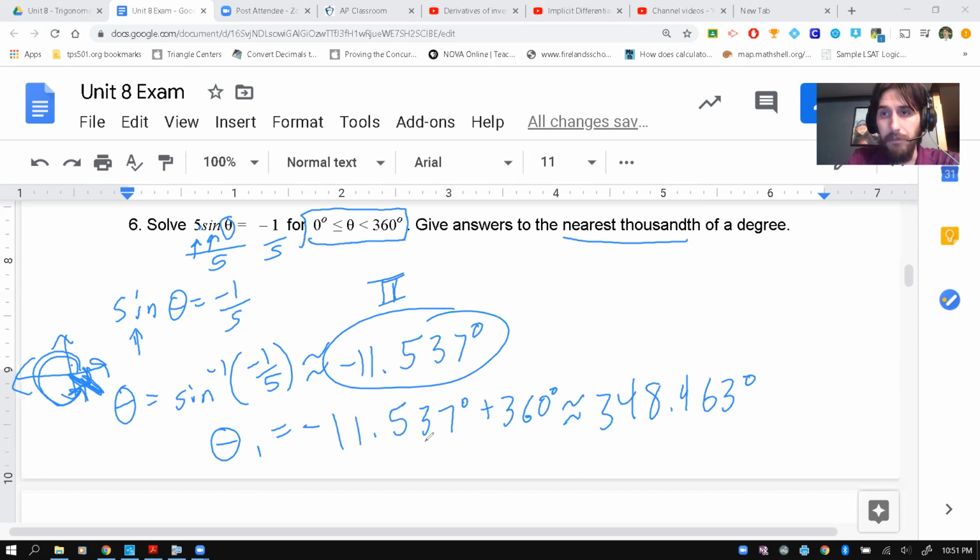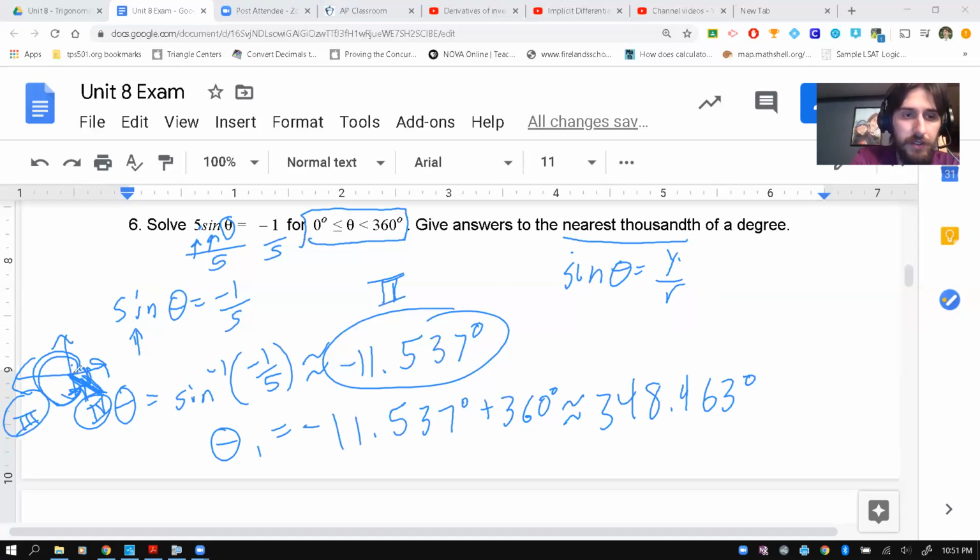Again, this is not done though. This is the answer in quadrant 4. But that is not the only answer that will have this ratio of -1 over 5. Remember, the sine of an angle is y over r. It will be negative whenever y is negative, and y is negative when it's below the x-axis, which happens in quadrant 4, but also in quadrant 3. So we're going to have 2 answers to this problem.